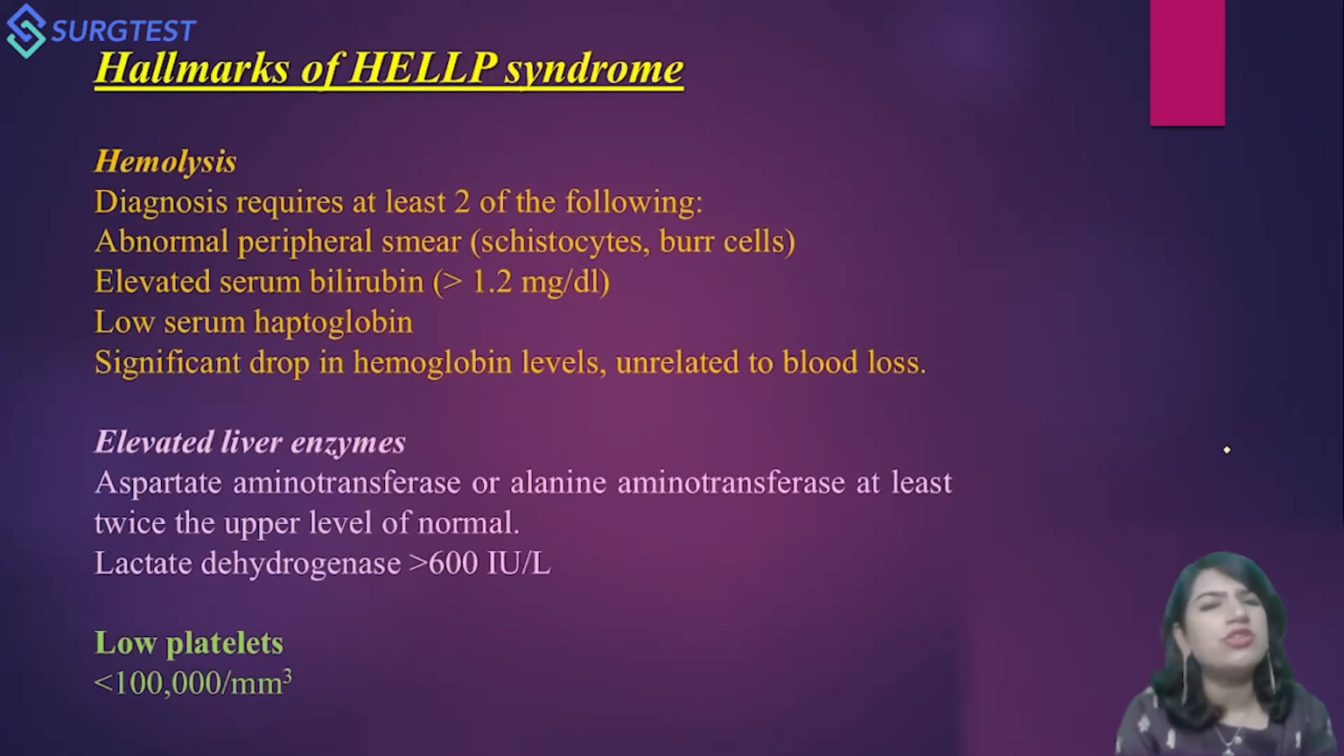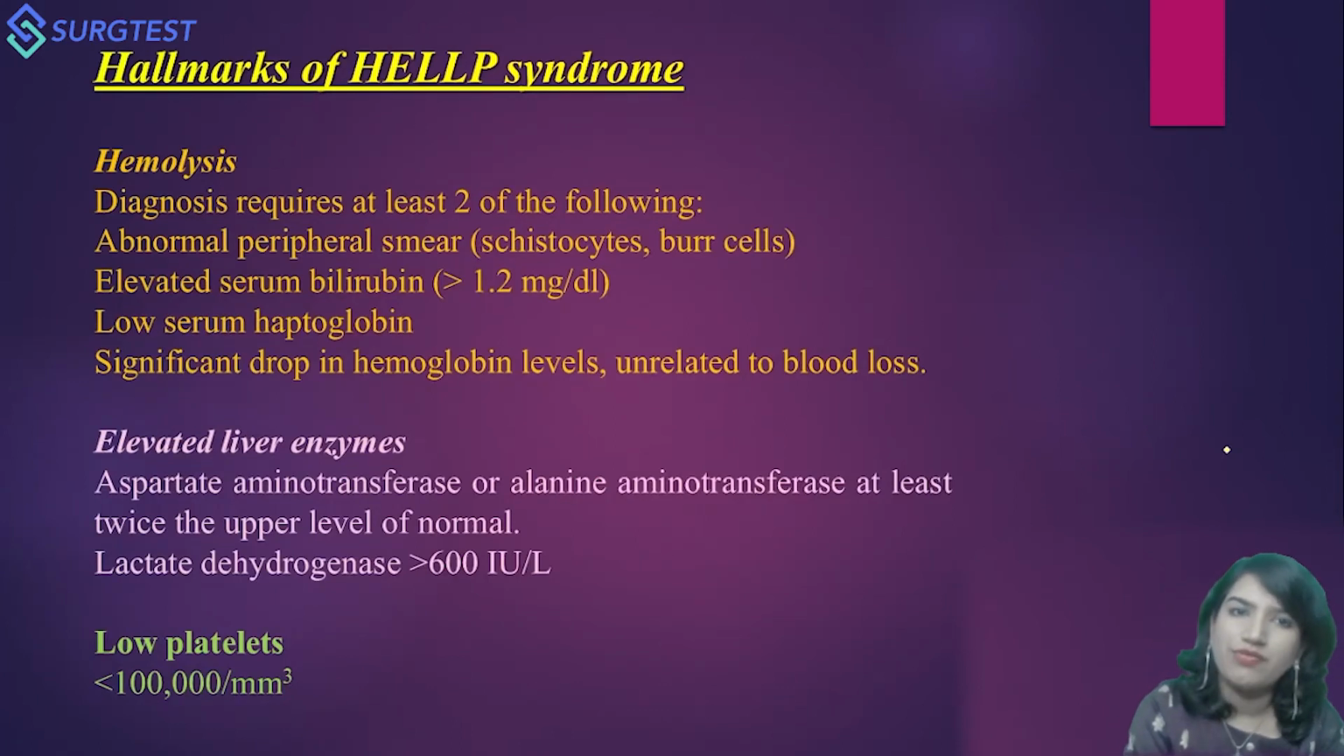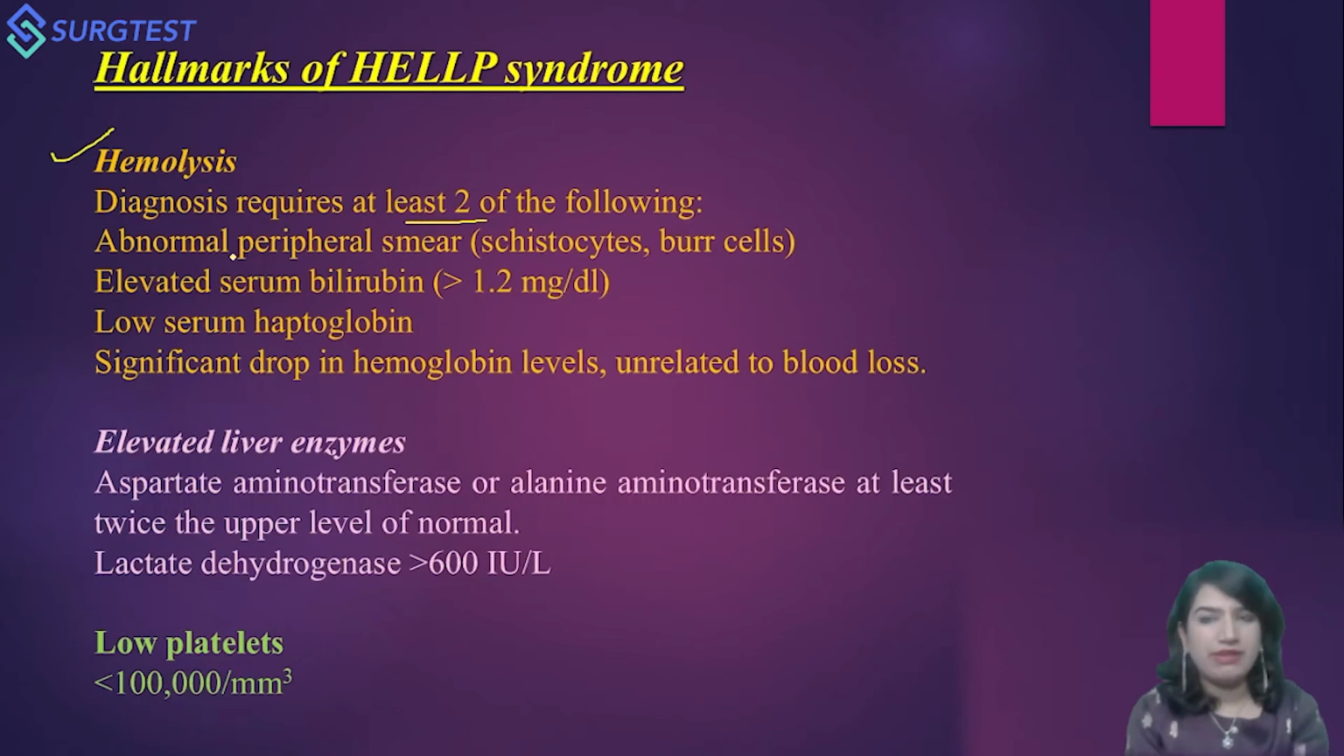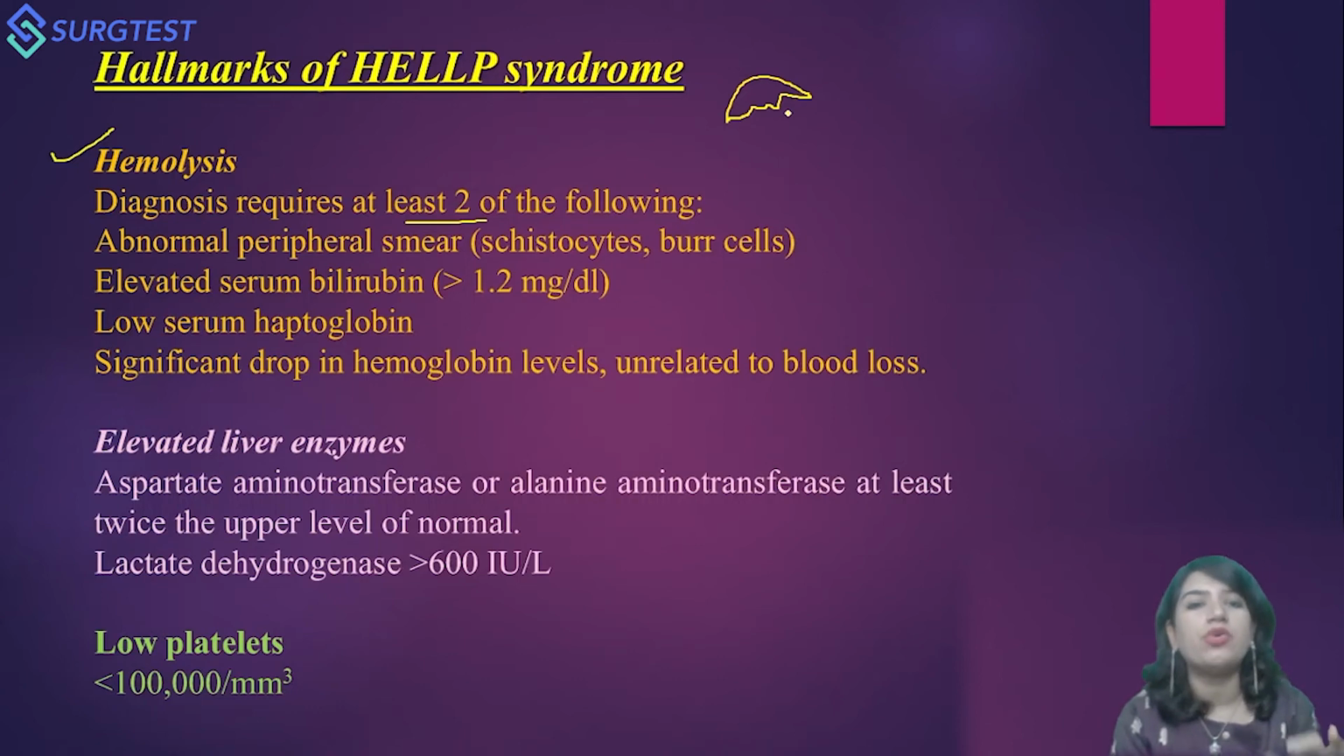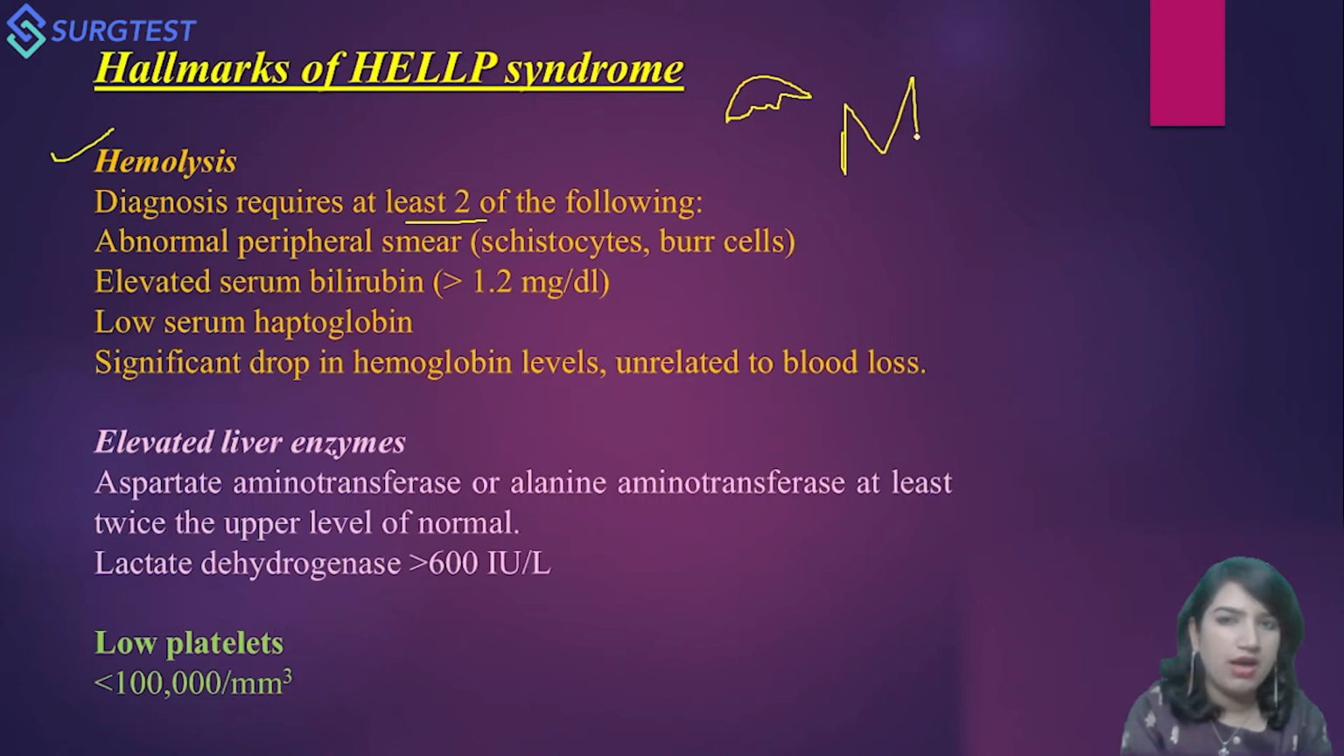So, how do we diagnose HELLP syndrome? Again, we have to demonstrate each component of HELLP. First, hemolysis. To diagnose hemolysis, we require at least two of the following. Either an abnormal peripheral smear, that means not the normal discoid shaped RBCs. Instead, we have fragmented RBCs in the form of schistocytes or helmet cells or burr cells, which are telltale signs of microangiopathic hemolytic anemia or MAHA that happens in HELLP syndrome.